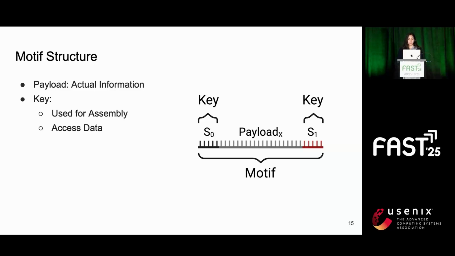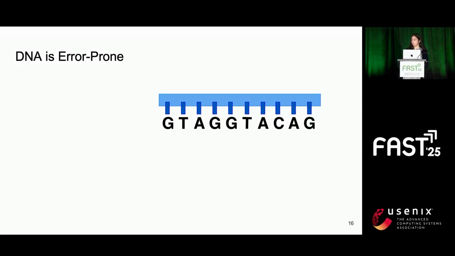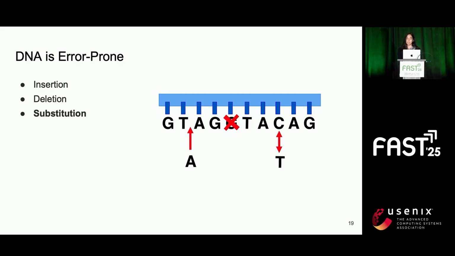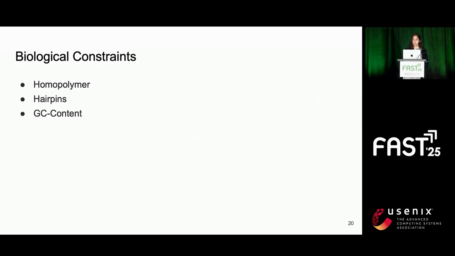So we just saw the motif structure, but now not every motif can be considered to be a good motif. There can be sets of motifs which can store your data in a more reliable way than other motifs. And that is because DNA is error-prone. There can be insertion, deletion, and substitution of bases which can occur, and this will impact the reliability of the stored data. And these errors are directly related to biological constraints related to DNA. So in our work, we focus on 3 of them, which are homopolymer, hairpins, and GC content.